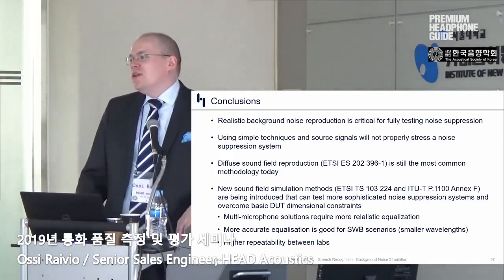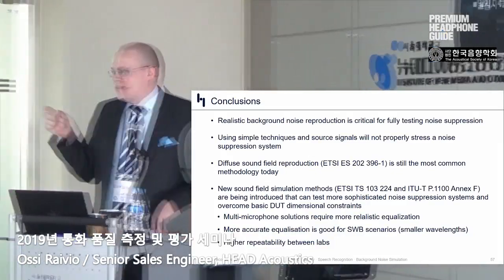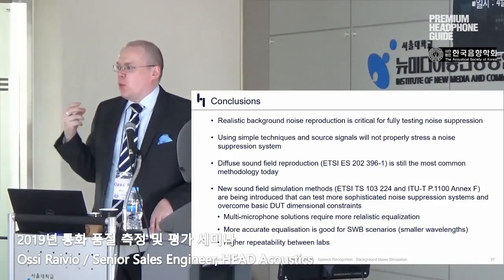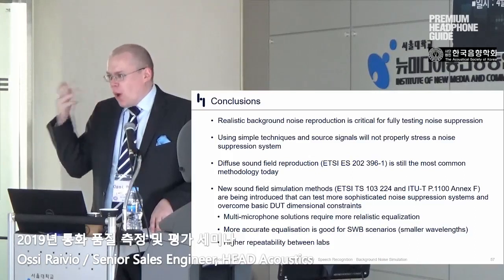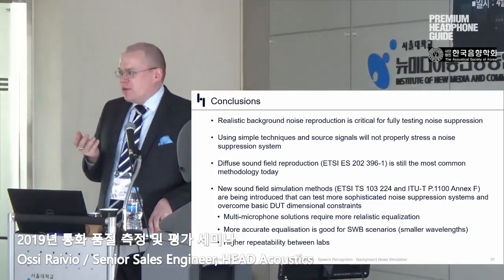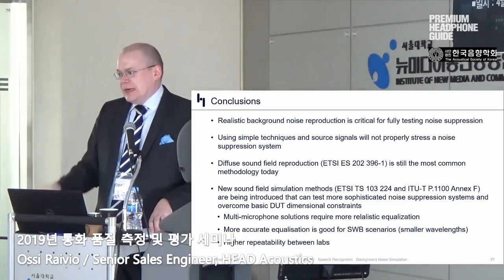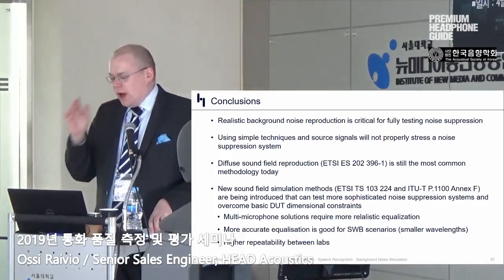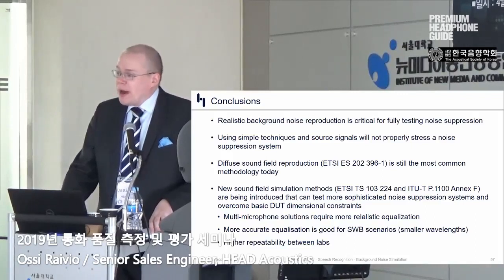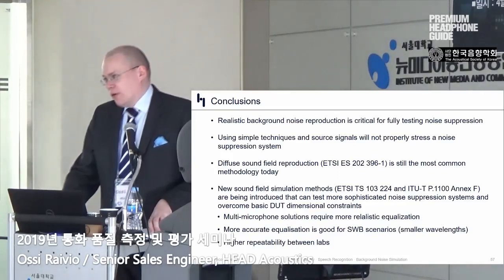You also have to consider super wideband, because in super wideband, the wavelength of the sound, of course, is smaller. You need more accurate equalization. So that is also one aspect that comes into it, that now with super wideband transmission, you need to make sure that the equalization is correct over a larger area.